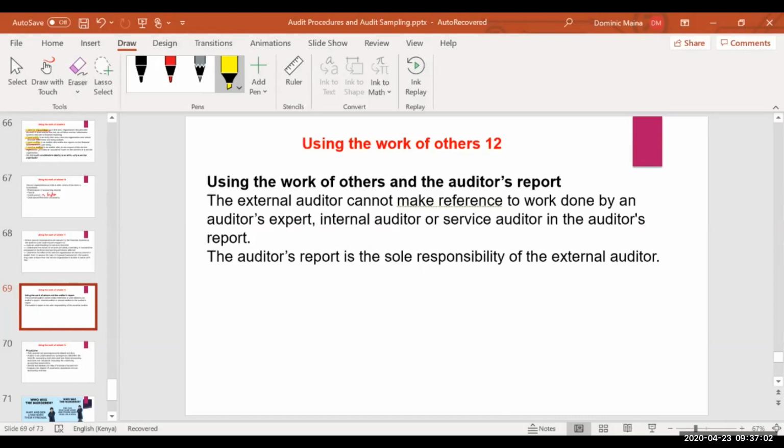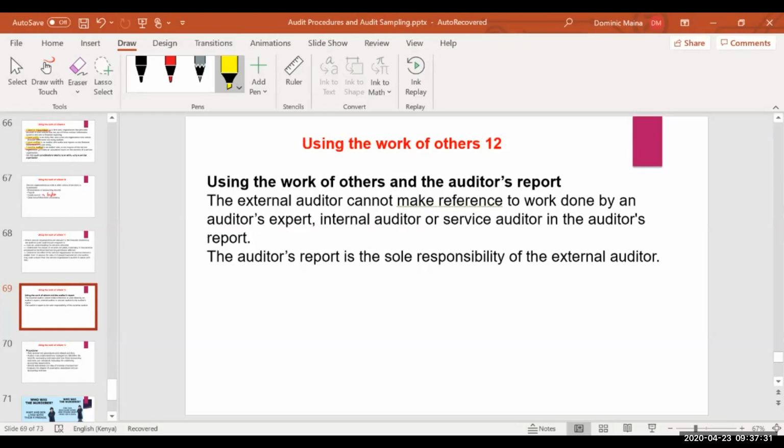It's you, for example, to assess their competence. It's you to assess the degree of their independence. It's you to assess how capable they are when it comes to delivering the work. So you cannot make reference to their work at all in the final audit report. You have to own it, since you are the one who did appoint them as your expert. In that context, therefore.